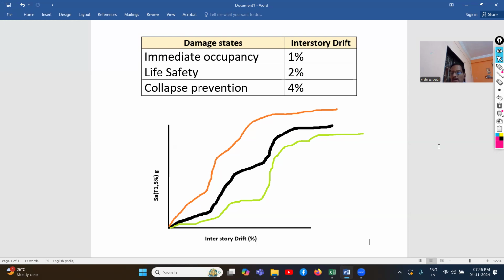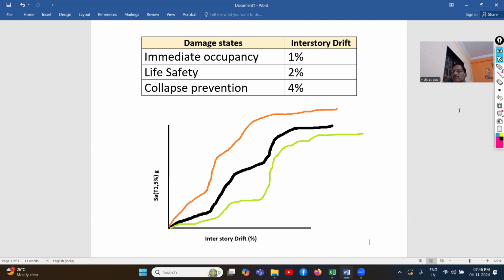Again, in my previous video, I discussed in detail how to perform incremental dynamic analysis, and that link is also given in the description. Then, by using the data from the incremental dynamic analysis, the IDA curve, in today's video my focus is how to construct a seismic fragility curve.